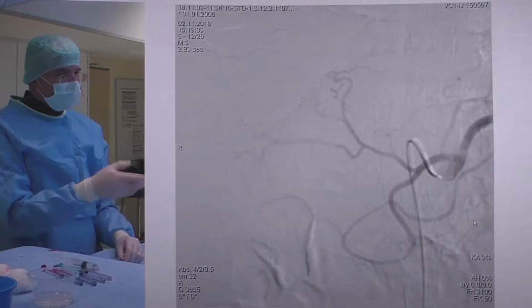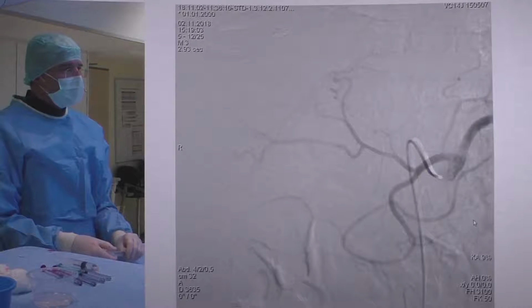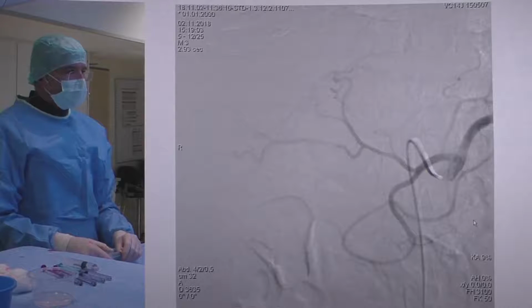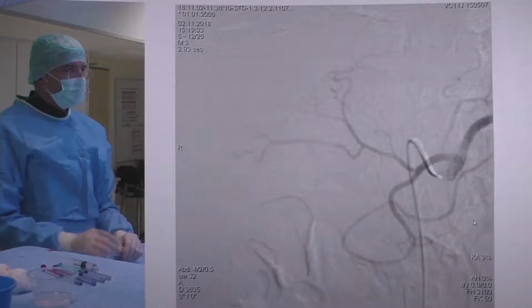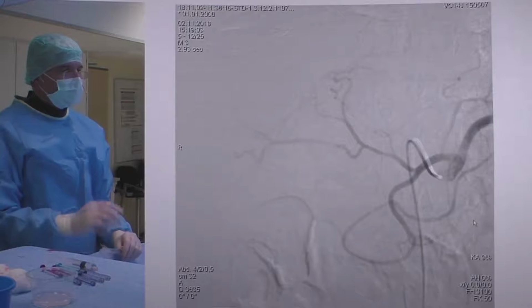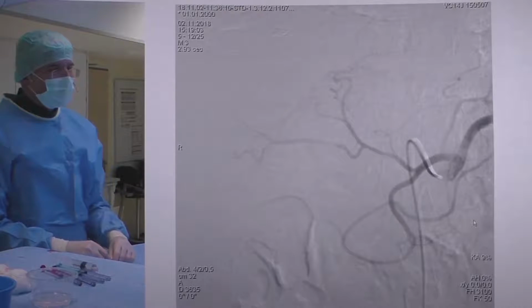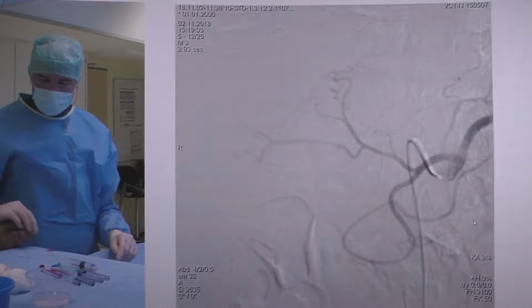You see the common hepatic artery and the gastroduodenal artery and also the left hepatic artery, and at the top you see the branches of the left liver lobe, and then you see the vessels going into the right hepatic artery.